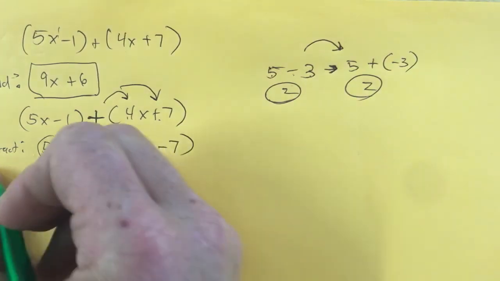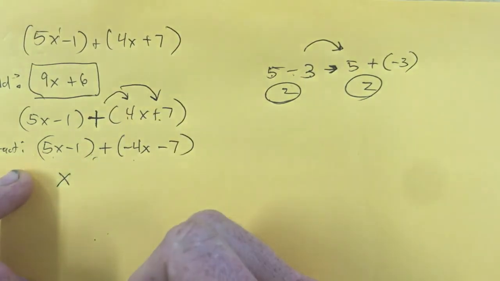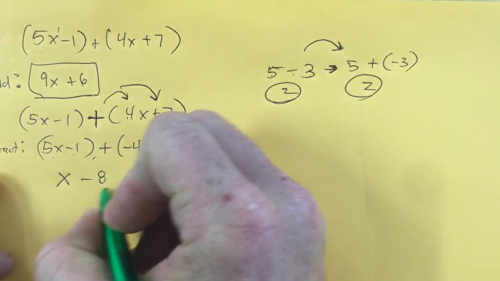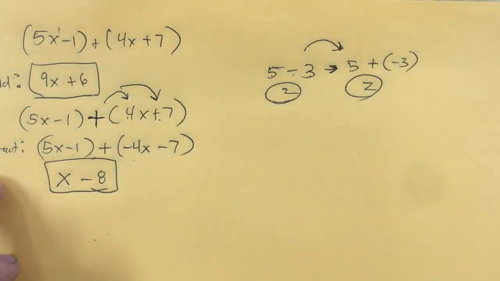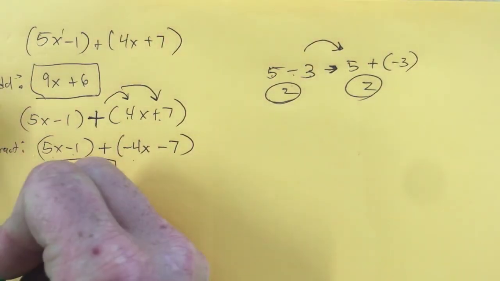So now when I add, I do my like terms. 5x plus -4x is just a single x. And then -1 plus -7 is -8. And that's what I get when I subtract them. I'll do another one like that in a minute. Let's multiply these two.